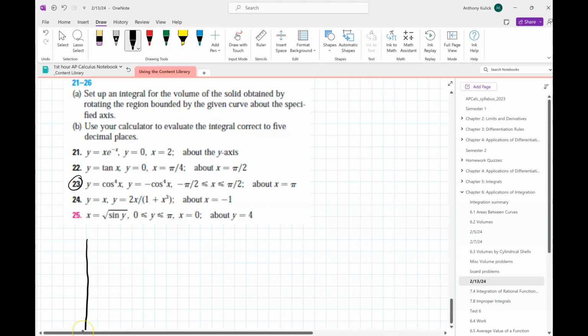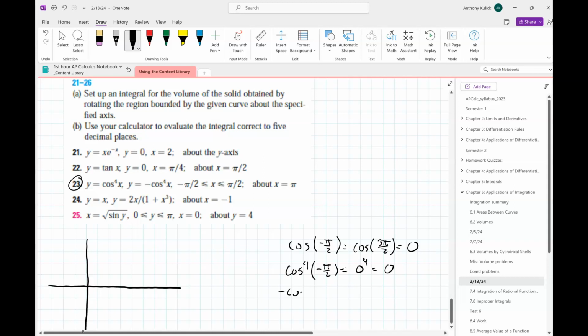Watch Mr. Kulik do it with no calculator. All right. Cosine of negative pi over 2 is cosine of 3 pi over 2, which is 0, right? So what's cosine to the fourth of negative pi over 2? Well, that's just 0 to the fourth, so it's 0. And what's negative cosine to the fourth of negative pi over 2? Well, shoot, that's still 0.